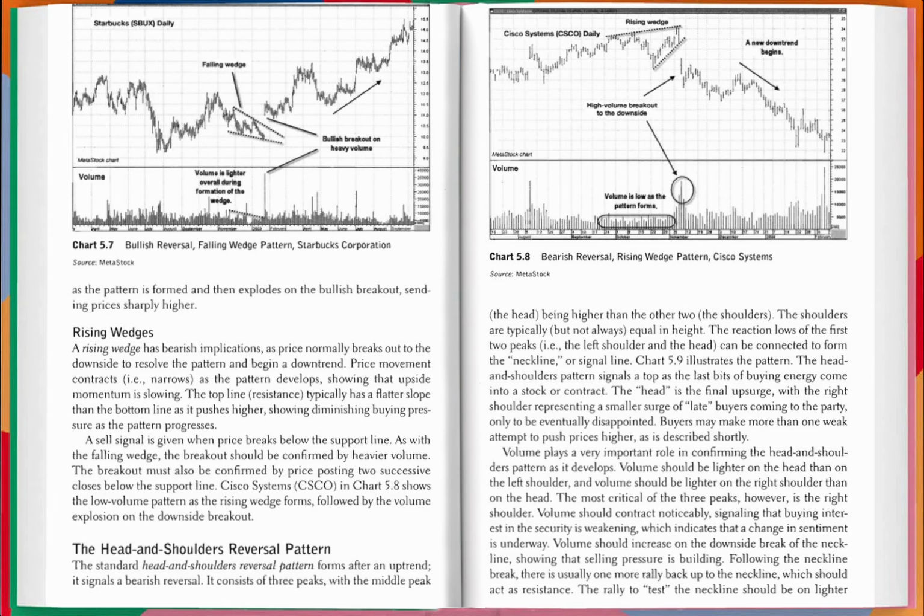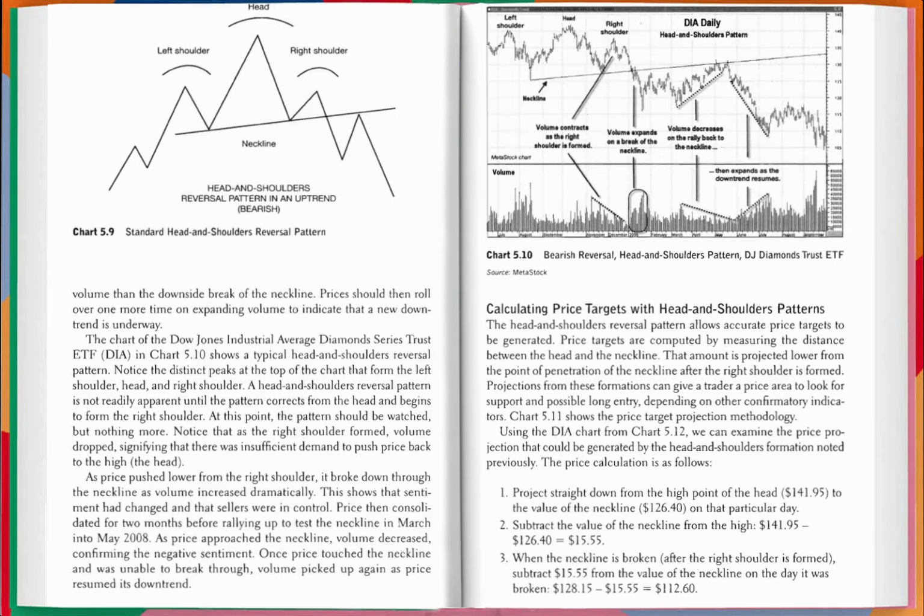Following the neckline break, there is usually one more rally back up to the neckline, which should act as resistance. The rally to test the neckline should be on lighter volume than the downside break of the neckline. Prices should then roll over one more time on expanding volume to indicate that a new downtrend is underway.